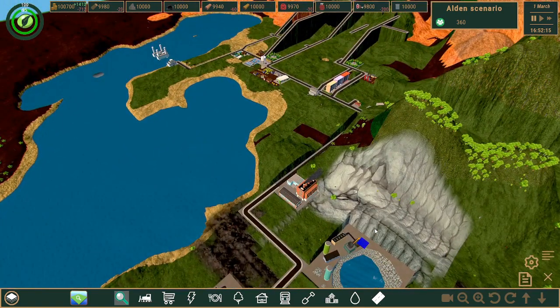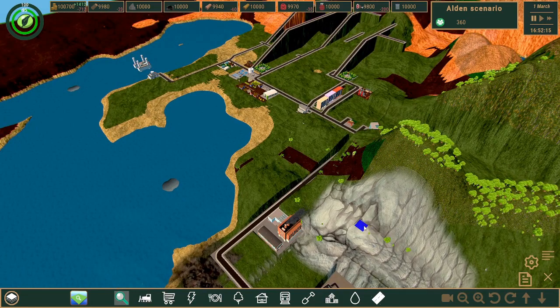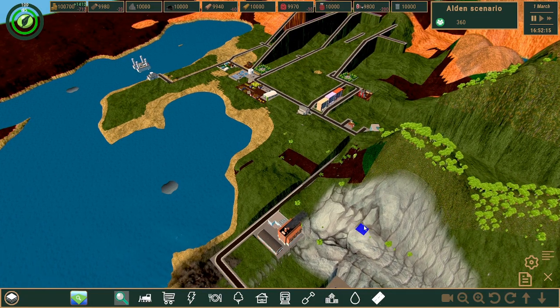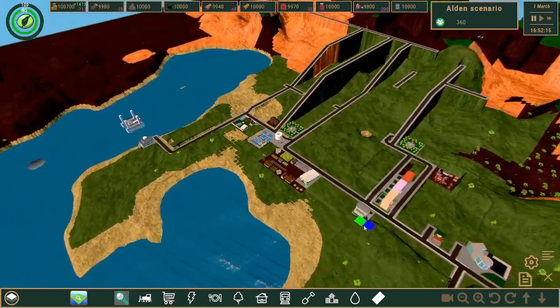If you're using the keyboard, you can also use all the keys which are indicated here, like Z for zoom out, plus WASD in order to move around. If at the same time you press Shift while you're pressing W, A, S or D, you can see that the camera is moving much faster.